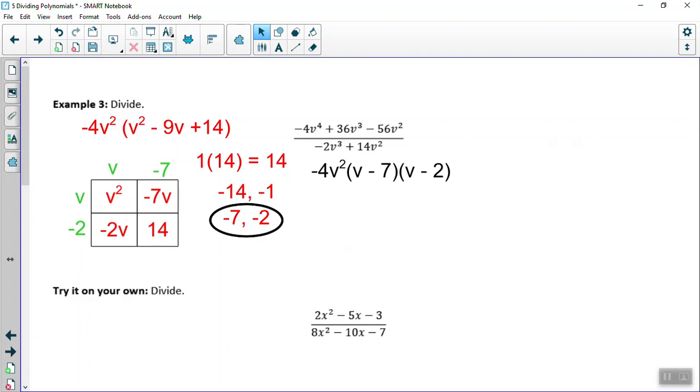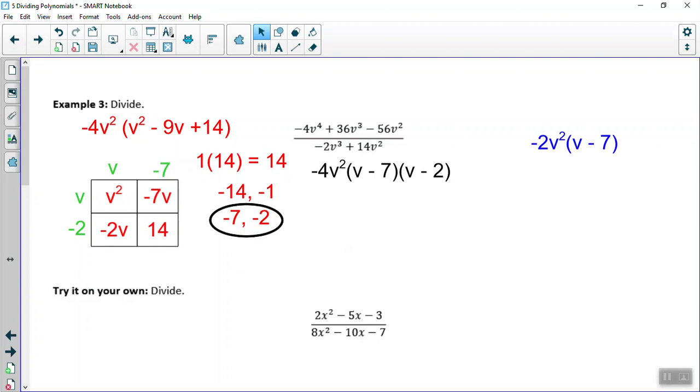I notice that again, my leading coefficient's negative, so I have to factor out a negative number, and I can see that 2 can go into both. And then I also notice with my v to the third and my v squared, I can pull out the v to the second power as well. So I'm going to factor out the negative 2v squared, and I'm left with v minus 7.